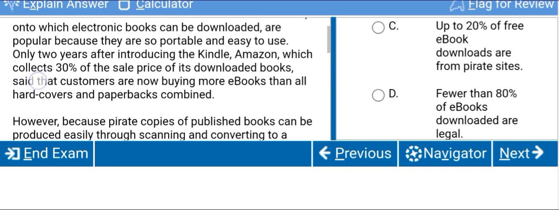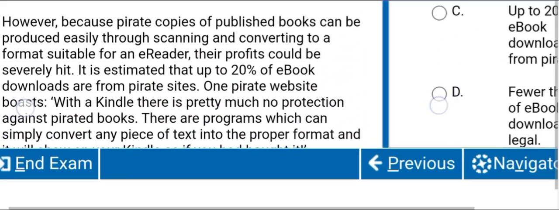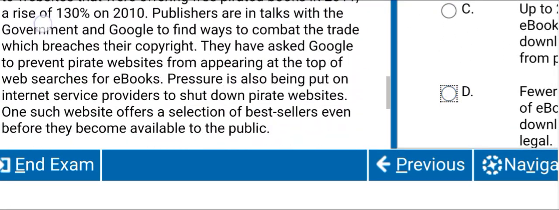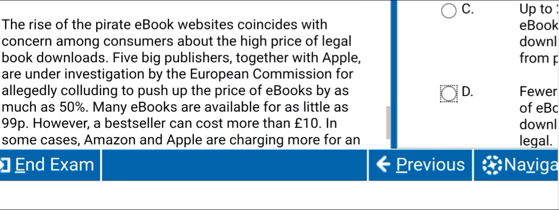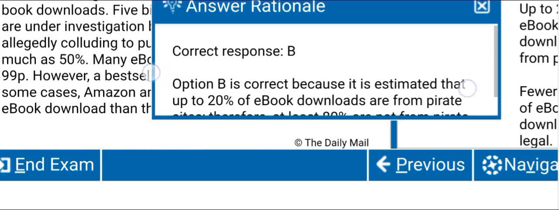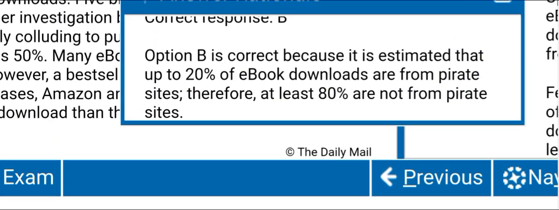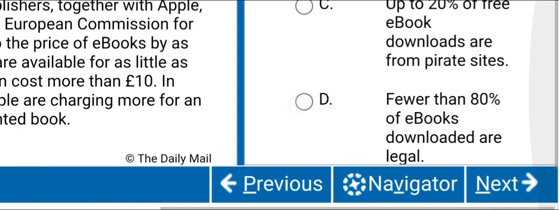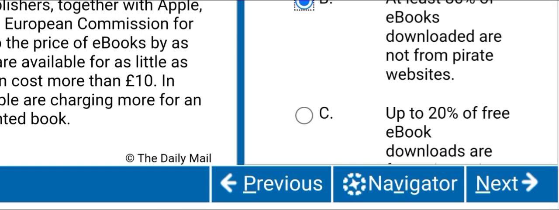So now we have different passages to find out our answers. So option B is correct because it is estimated that up to 20% of ebook downloads are from pirate sites. Therefore, at least 80% are not from pirate sites. So we have option B is the correct option.